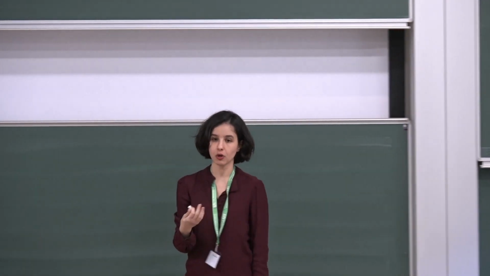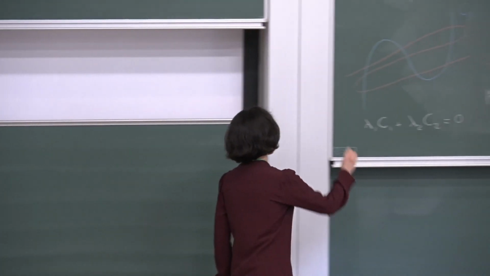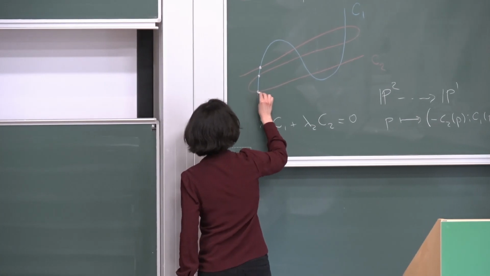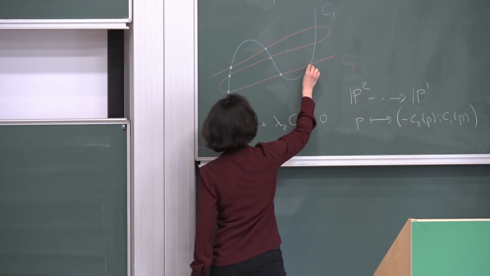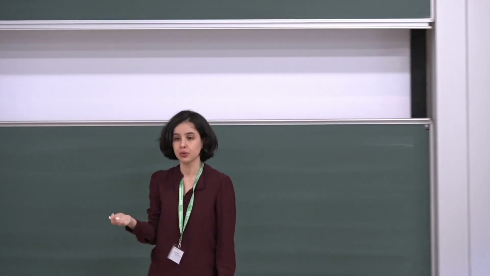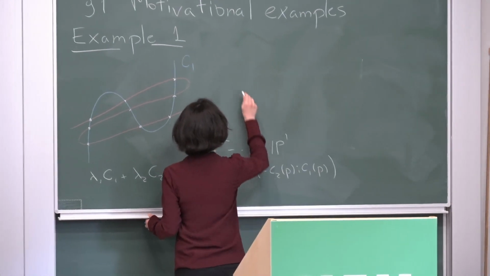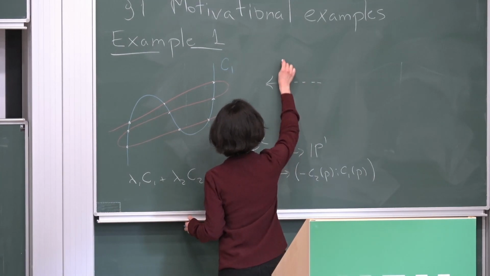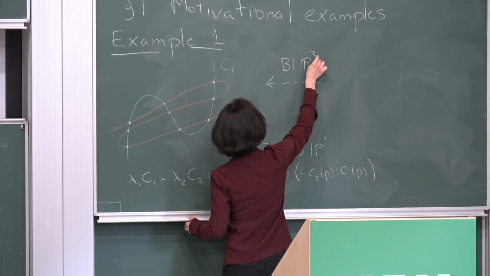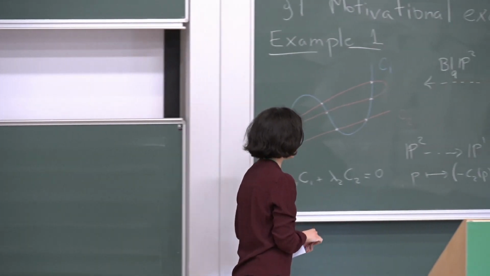And this is only rational because it's not defined precisely at the 9 points where the 2 cubics intersect. And if we want to resolve this, what do we do? We just blow up the plane at the 9 points. So let's consider the blow up of P2 at the 9 base points of the pencil.